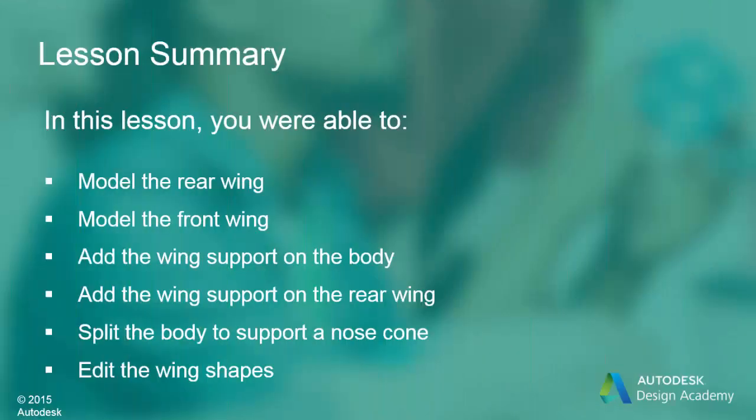So in this lesson we modeled the rear wing, modeled the front wing, added a wing support on the body and the rear wing, and we used the Combine tool quite a bit to do that. Then we split the body to support a nose cone and concluded by editing the wing shapes.